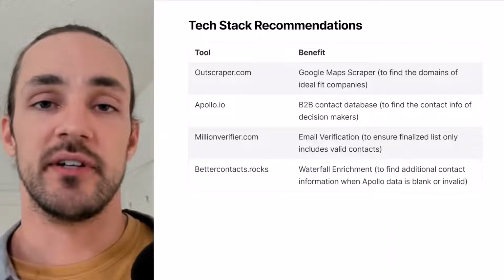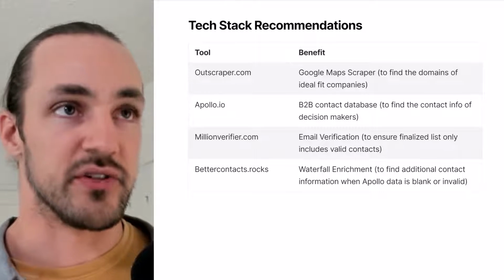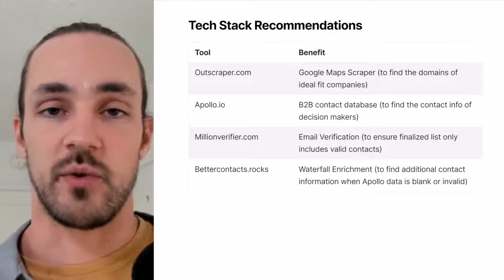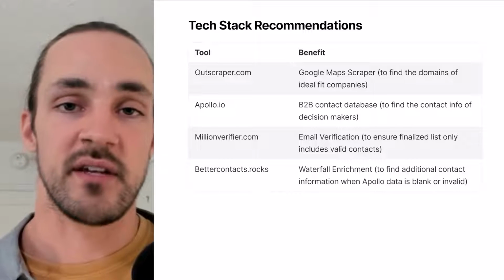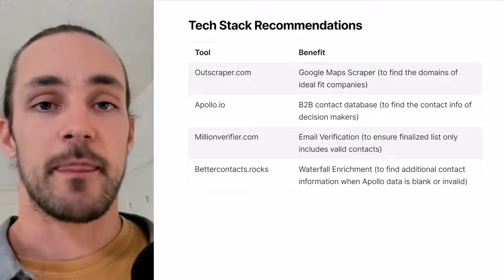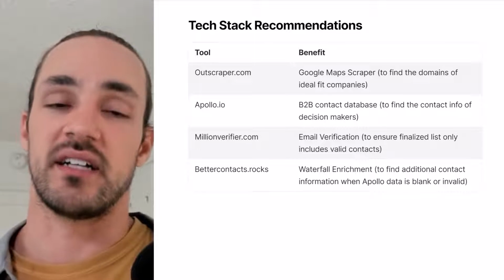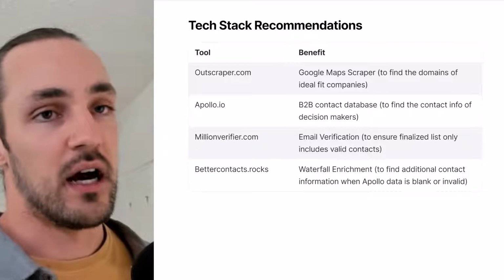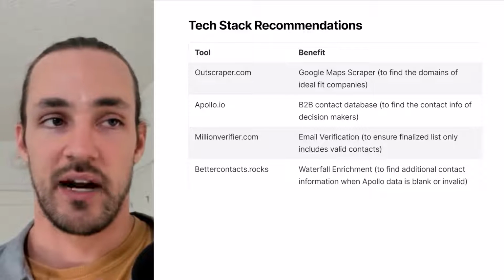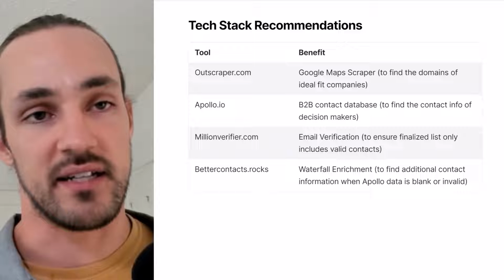We're going to build our highly targeted lead list using these 4 tools on the screen here. So first, we're going to use outscraper.com. This is a Google Maps scraper. So we're going to find those ideal fit company domains, which we will then enrich with a tool called Apollo.io. This is a best-in-class B2B contact database, so we can find all the contact information of decision makers. Next, we're going to be talking about millionverifier.com, which is a tool we use to actually verify all of our email addresses. And then we're going to be using bettercontacts.rocks.